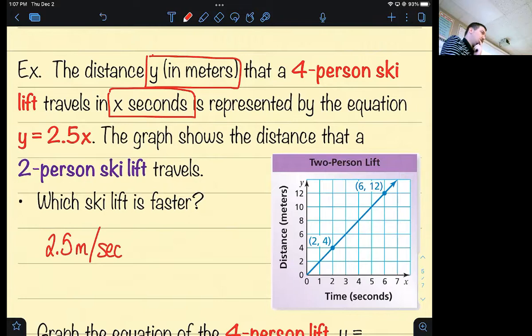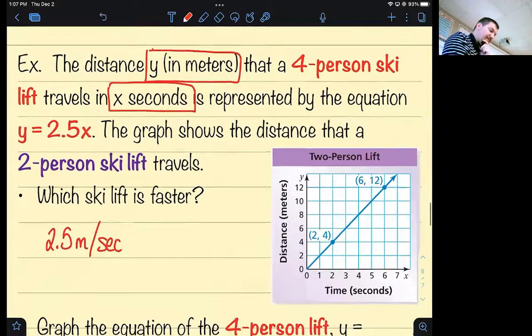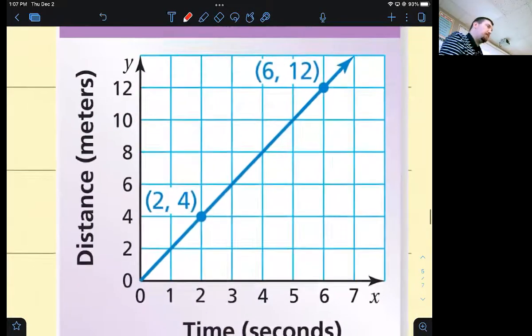What's the 2-person ski lift traveling? I need to check this graph out. Let me ask you this. Is it a direct variation? It's proportional, goes to the origin. So I don't actually have to count rise and run. I can just divide. Xander, what are you getting when you divide? 2 meters per second. Exactly.